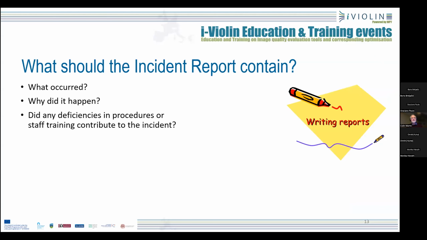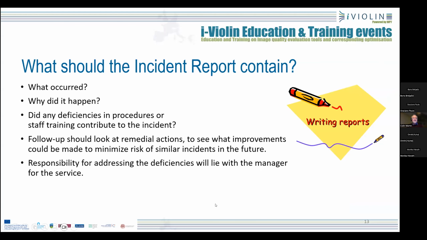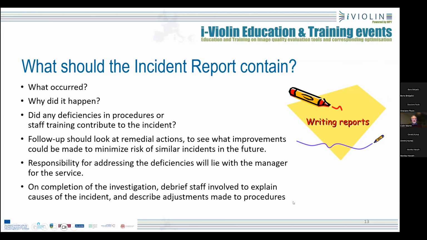So what should go into the incident report? Well, you want to know what occurred, why did it happen? Did any deficiencies in the procedures or staff training contribute to the incident? The follow-up should look at remedial actions to see what improvements could be made to minimize the risk of similar incidents in the future. And the responsibility for addressing the deficiencies should lie, as I said, with the manager for the service. So on completion of the investigation, we want to debrief staff involved to explain the causes of the incident and then describe what adjustments have been made to the procedures.